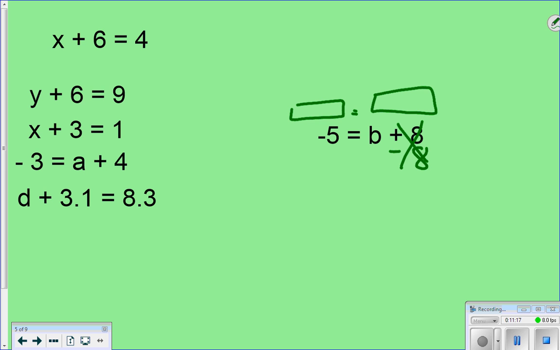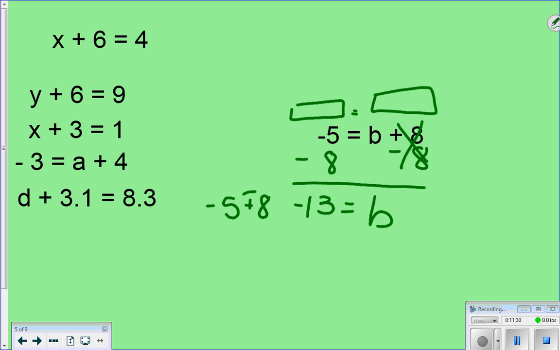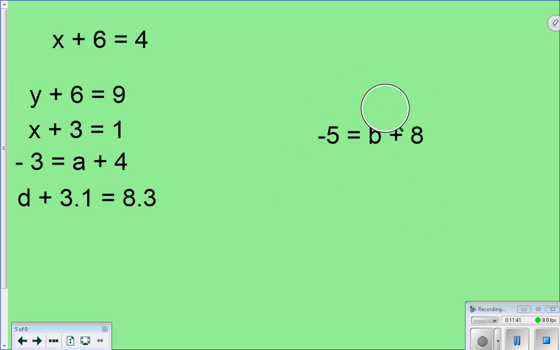Now what do I got to do to my other side? I got to subtract 8 more boxes. So I have something equals B. Now I have -5 minus 8. -13 is my answer. So you have to be careful with your negatives. Okay, let's try another one. Then I'm going to do one more with you, and I'm going to let you try one by yourself.